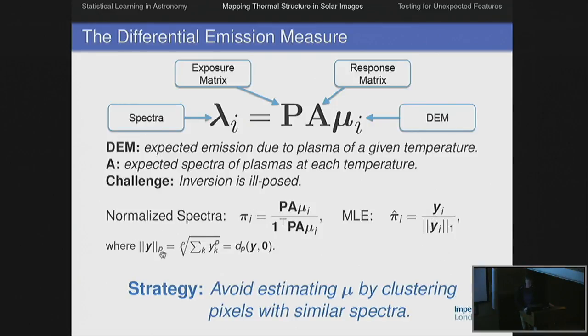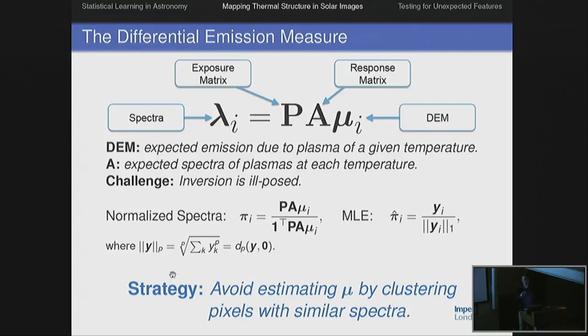A general p-norm is the sum of the elements of the vector to the pth power, and then you take the pth root of that. More familiar is the distance formula, where the length of a vector would be p replaced by 2. This notation is saying that would be the distance between the y vector and 0. So we'll keep that notation in mind because we'll come back to it.